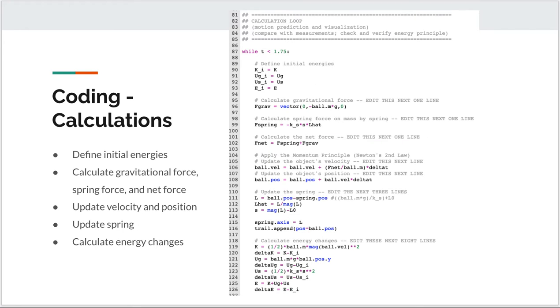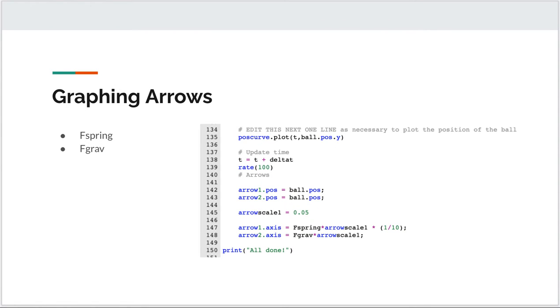After this, we head into our calculations. We define the initial energies here, and then we insert the equations to calculate gravitational force, spring force, and net force. Then we update the velocity and position, we also update the spring, and ultimately we calculate the energy changes. After this, a section is added to graph the arrows for F spring and F grav to see how they compare to one another in terms of magnitude.